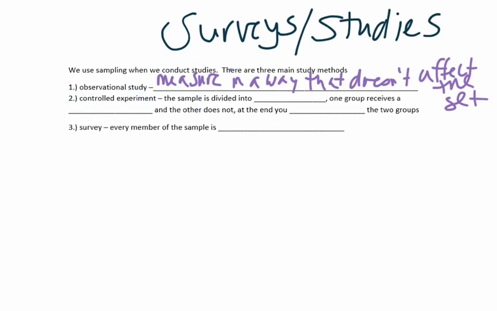It's the best you can do, because you can't, unless you want to spy on a class. Thankfully that doesn't happen. I don't think that happens. But anyway, you measure in a way that doesn't affect the set.